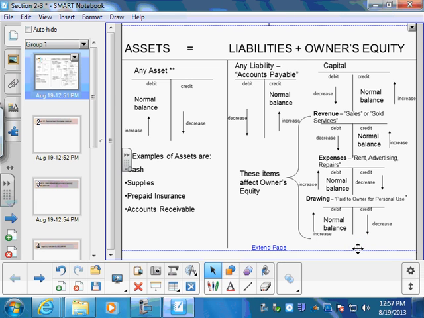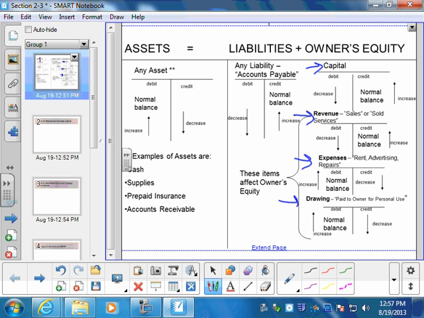Okay, now we're going to talk about how transactions affect owners' equity accounts. If you look at your chart, look at the owner's equity section. I have arranged this so that capital, revenue, expenses, and drawing all fall under the owner's equity section. So if you have one of these accounts, the classification of these accounts is an owner's equity classification. That's what type it is. So we're going to talk about all these things.